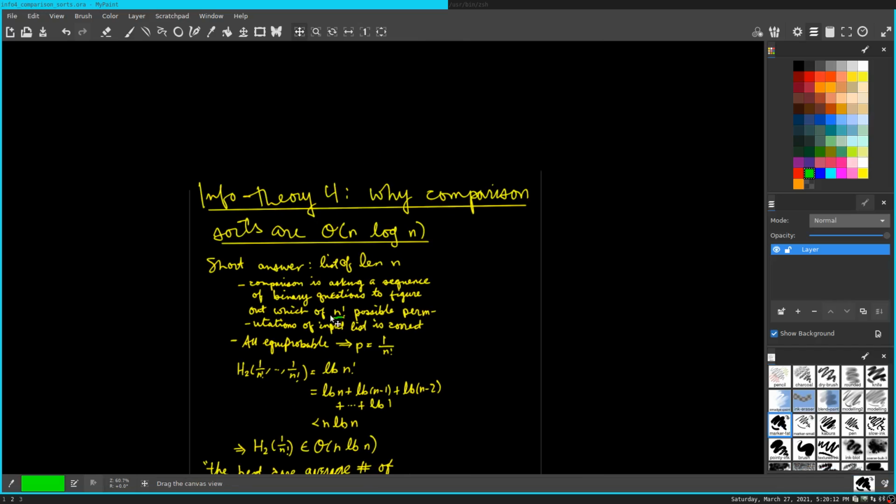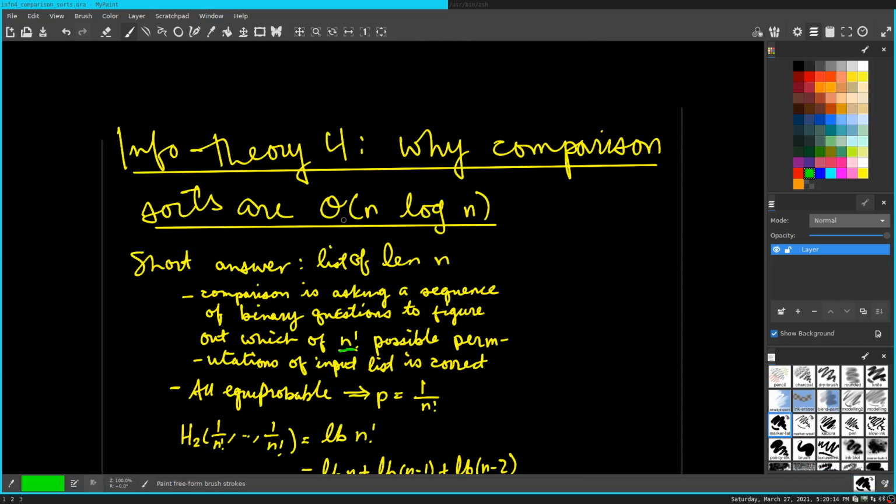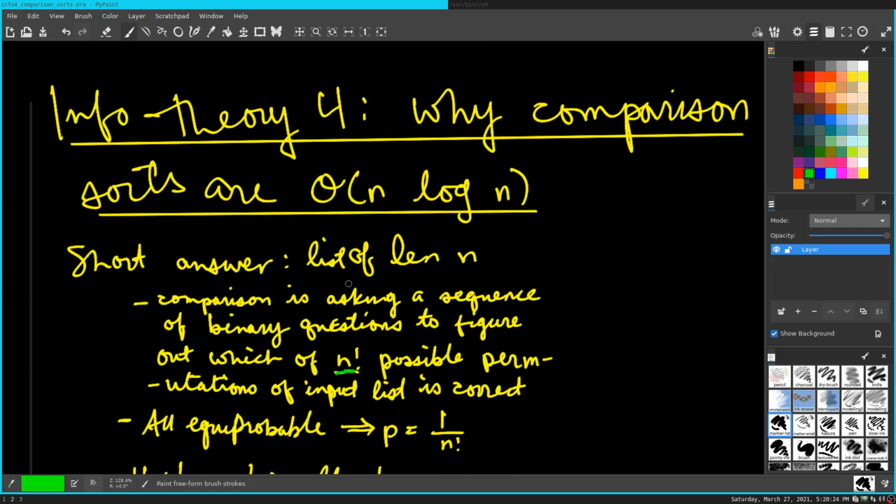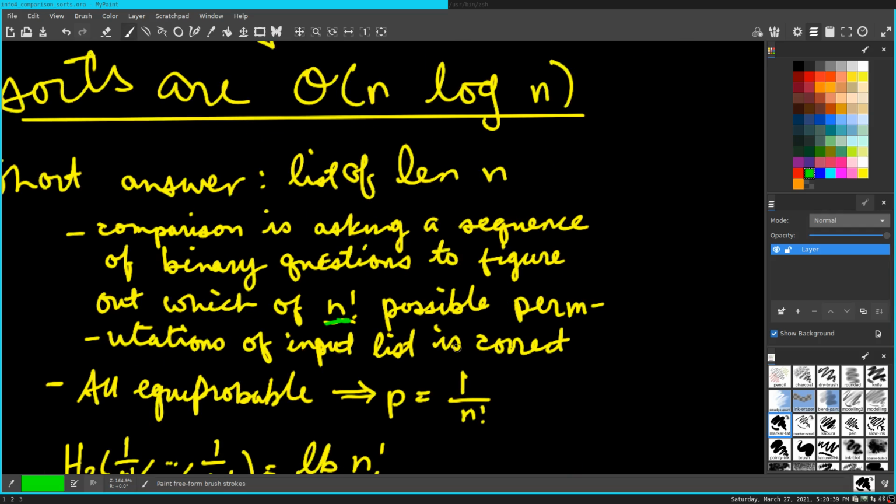So this is information theory 4. Why comparison sorts are always order of n log n. The short answer is you have a list of length n. Comparison is asking a sequence of binary questions to figure out which of n factorial possible permutations of the input list is the correct permutation. So there's a list of length n, and there are n factorial possible permutations.